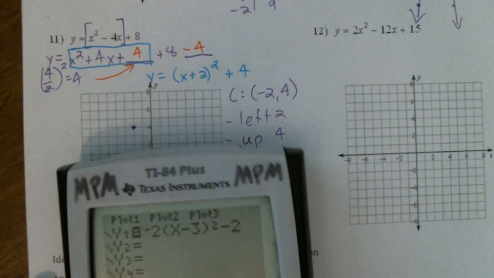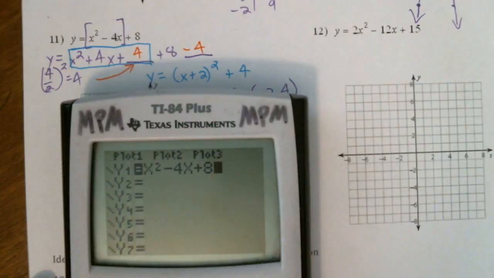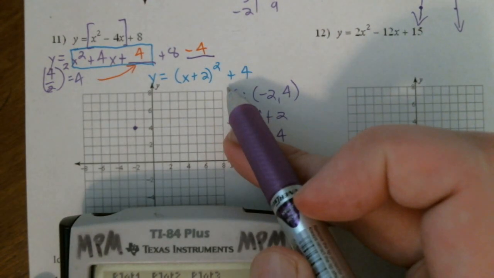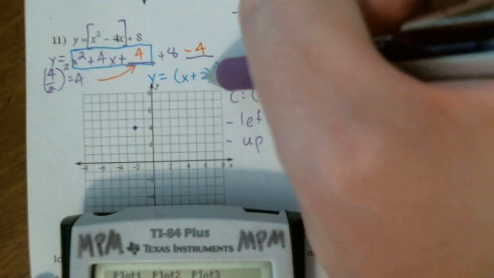Okay, let's plot this. So we have x squared minus 4x plus 8. Now, I just plotted the standard form. Could I have plotted the vertex form? Absolutely, because these two are the same thing. We're just converting one form to the other.